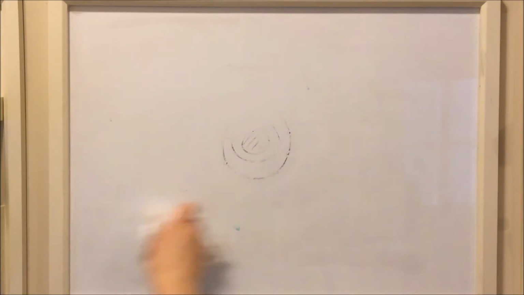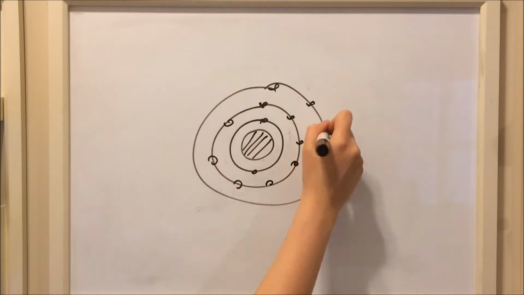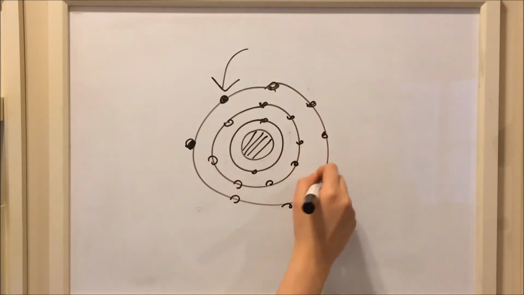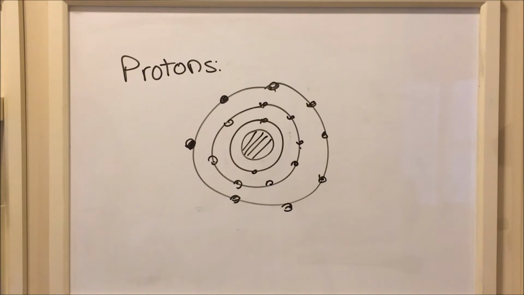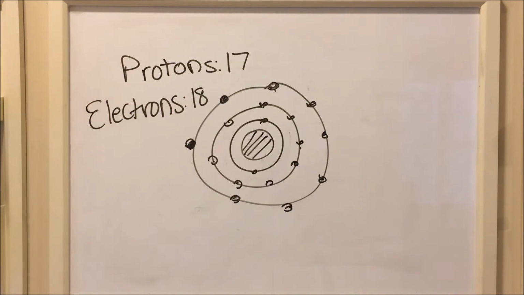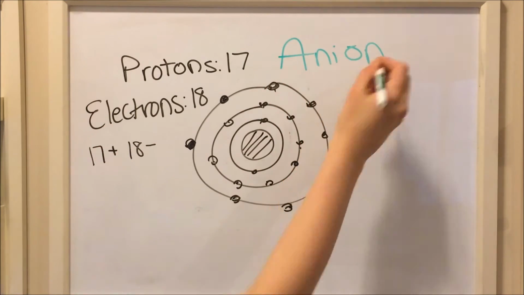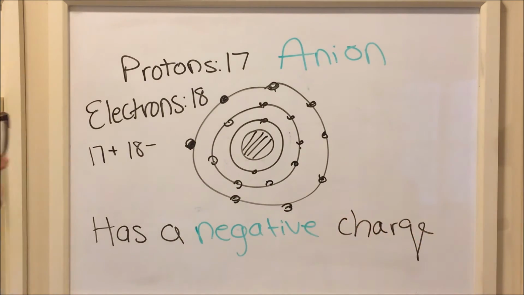Now let's take a chlorine atom, and it has 7 electrons in its last shell, or valence electrons. And if we add 1 electron, I'm going to explain why later again, now it has, again, 17 protons, just as usual, but there are 18 electrons now. So it's an anion because it has more electrons, which have a negative charge, than protons, which have a positive charge.